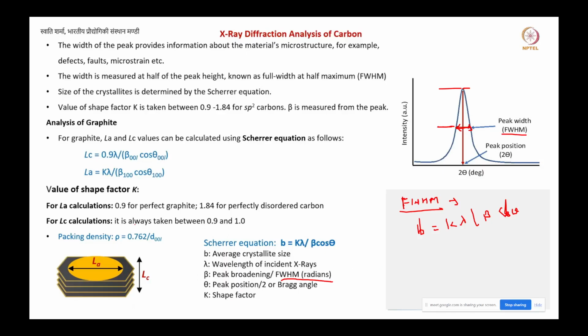The value of this shape factor K is also used for La calculation. It is 0.9 for perfect graphite, 1.84 for perfectly disordered carbon. For Lc calculation, it is always taken between 0.9 to 1.0. It depends, because it is a constant. So from this equation you can find out your crystallite size, which is nothing but B equals K lambda by beta cos theta.